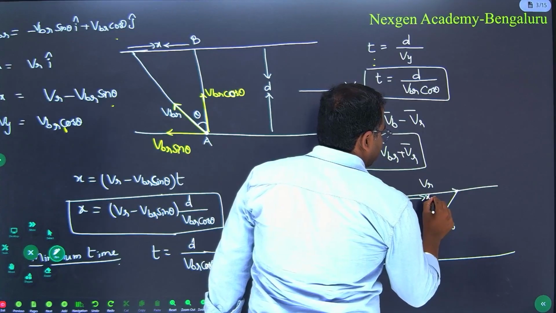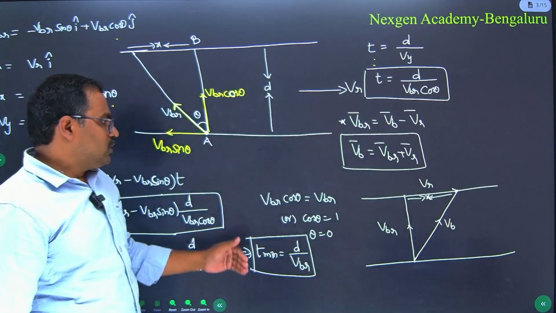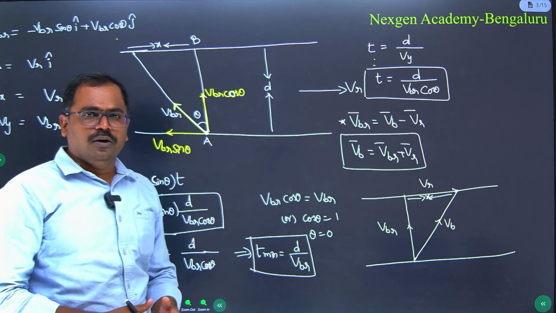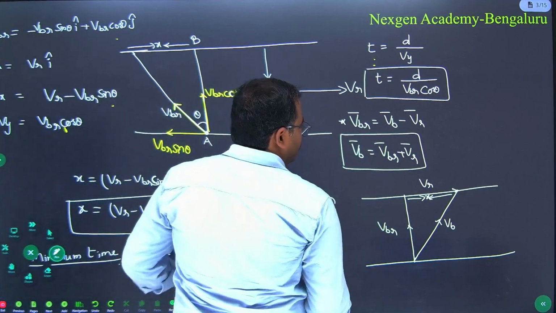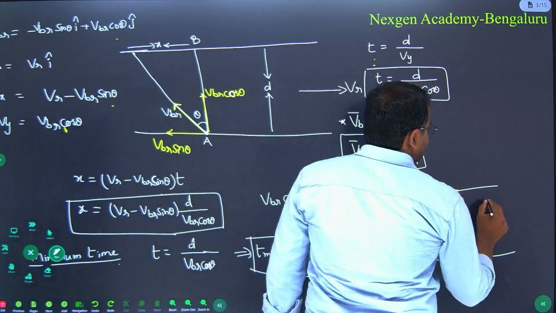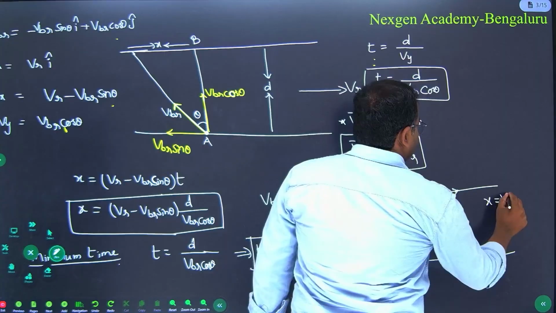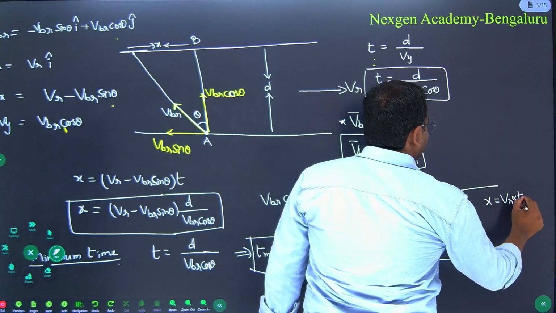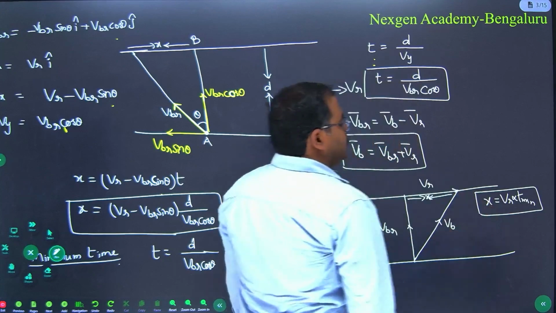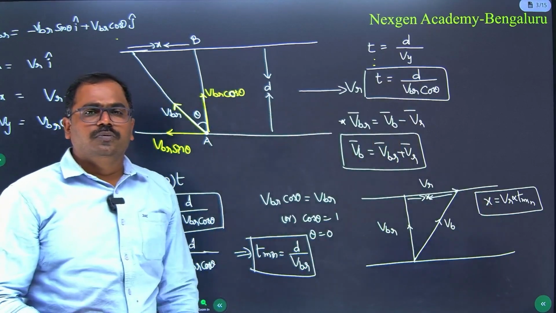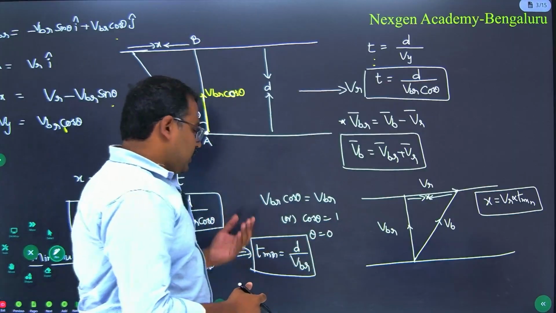Drift produced means horizontal distance traveled by the boat in reaching the opposite bank. What is the horizontal distance traveled by the boat? Here we can write x is equal to velocity Vr into T minimum. T minimum we already found. X is equal to velocity of the river into minimum time taken by the boat to cross the river. This is one kind of problem.